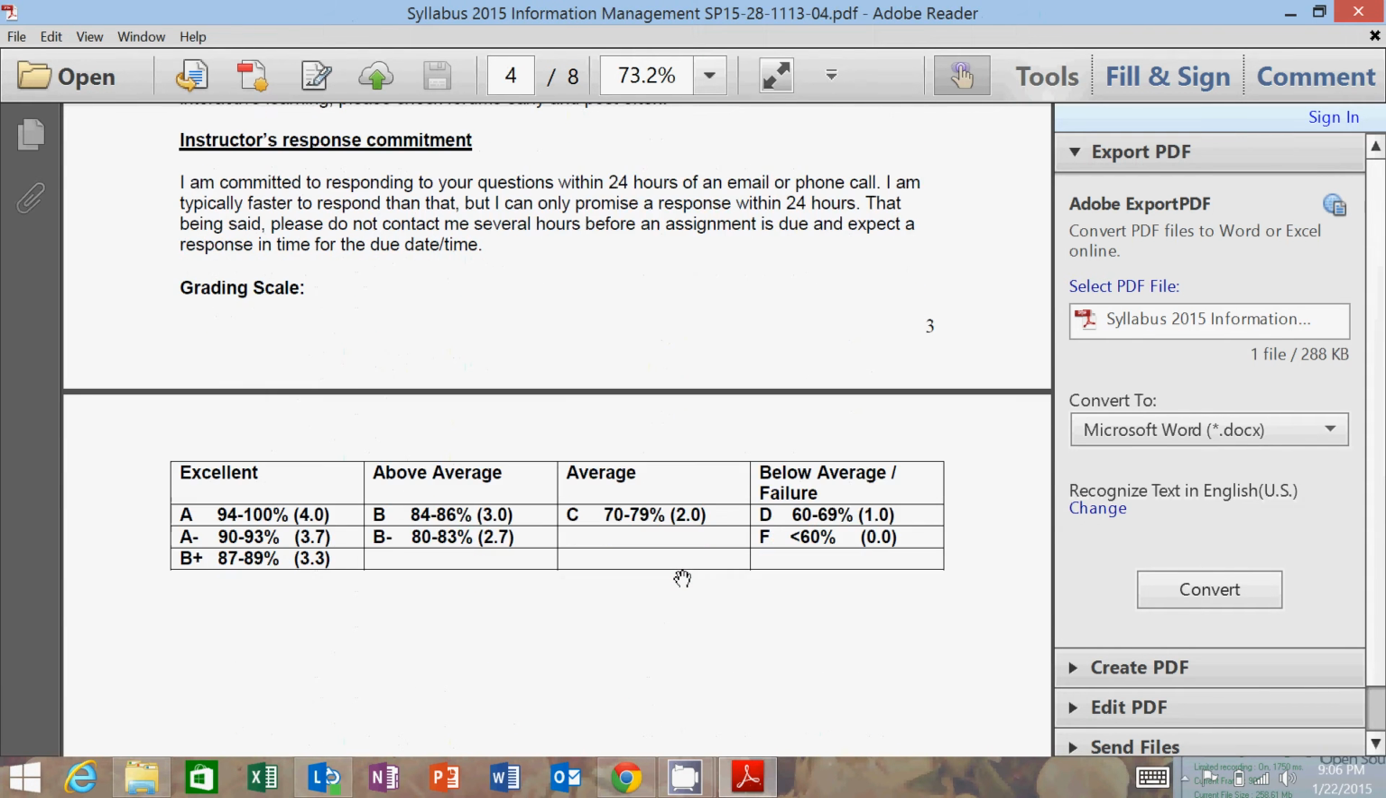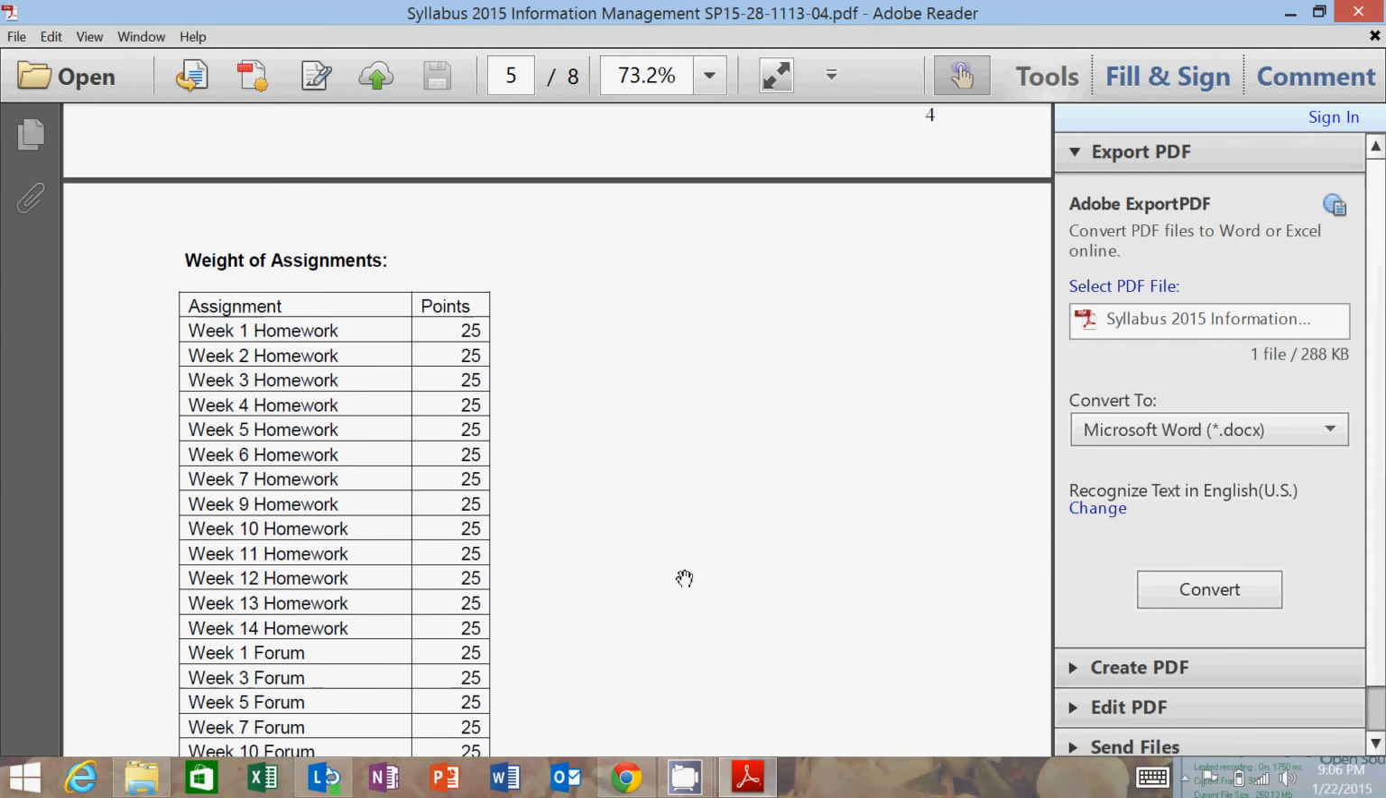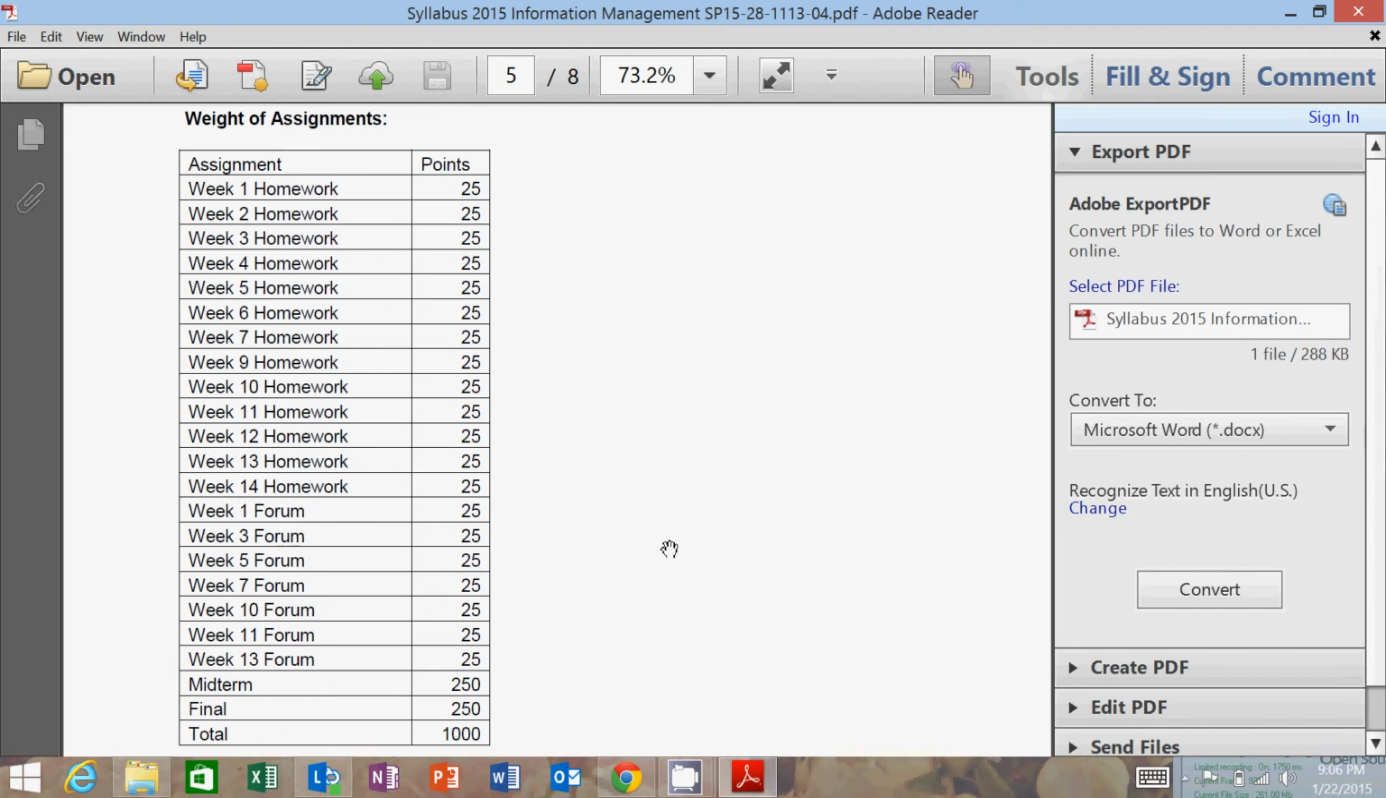Scrolling down, the grading scale is similar everywhere in Columbia. You'll see the weight of the assignments. I mentioned every week there's a homework assignment except for the week of the final and the midterm. Those are all worth 25 points. You see week 1, 2, 3, 4, 5, 6, 7. Week 8 is the midterm, then 9 through 14 are all worth 25 points. And then we have some graded forums scattered throughout the semester. There's one the first week. Those are all worth 25 points as well.